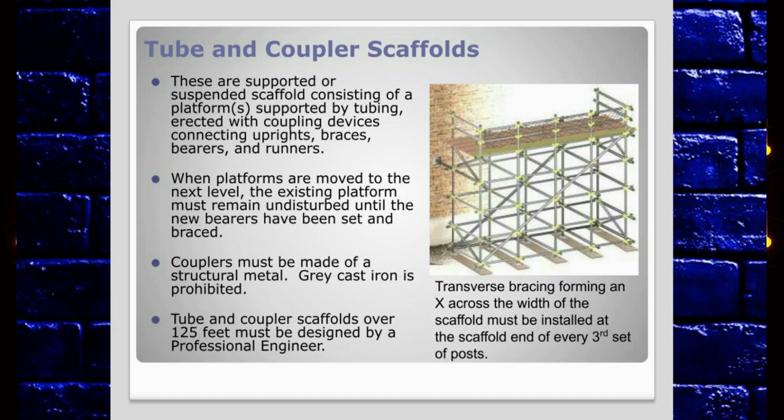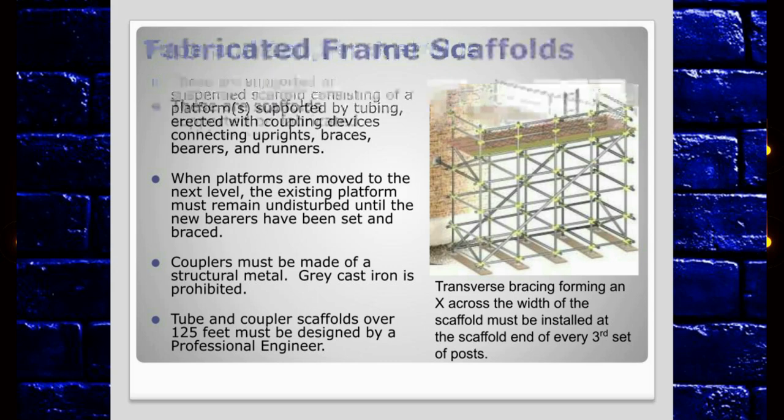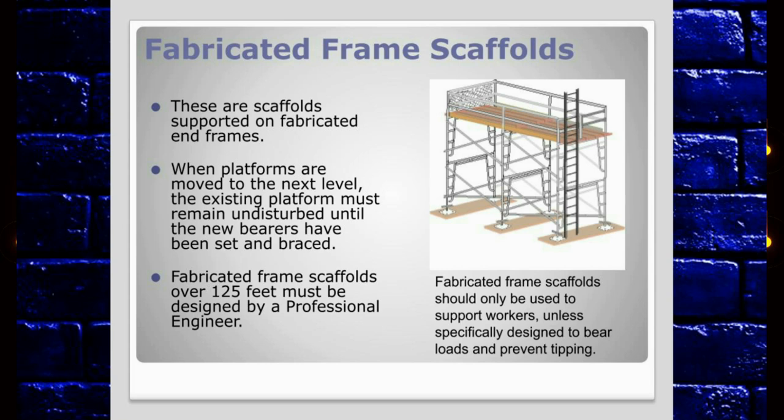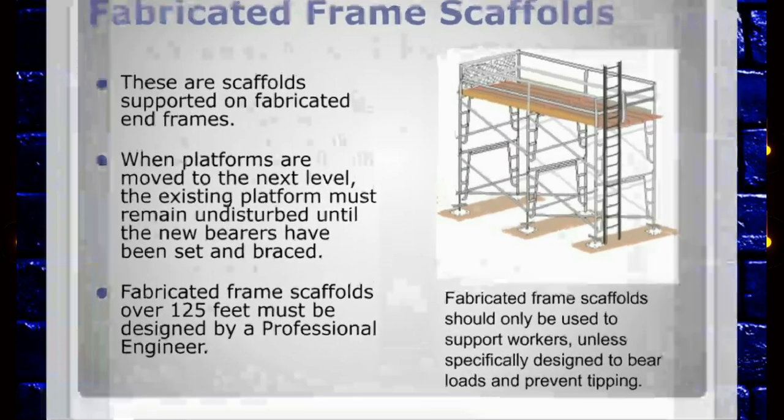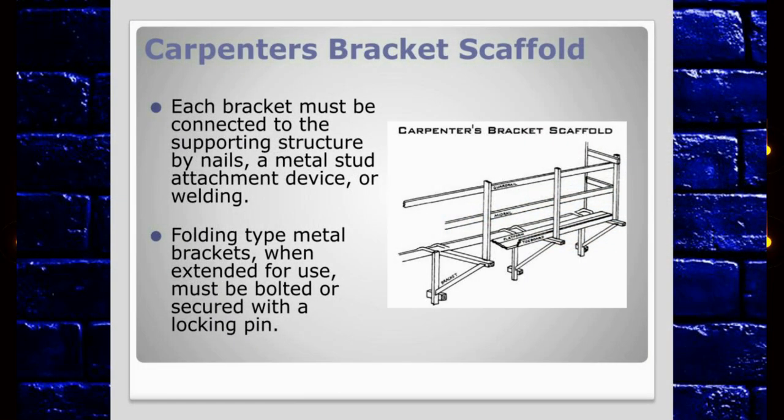Transverse bracing forming an X across the width of the scaffold must be installed at the scaffold end of every third set of posts. Fabricated frame scaffolds. These are scaffolds supported on fabricated end frames. When platforms are moved to the next level, the existing platform must remain undisturbed until new bearers have been set and braced. Fabricated frame scaffolds over 125 feet must be designed by a professional engineer. I don't know who wants to be up 125 feet on a scaffold. I certainly don't. Fabricated frame scaffolds should only be used to support workers unless specifically designed to bear loads and prevent tipping.